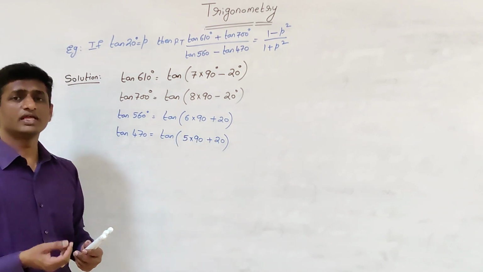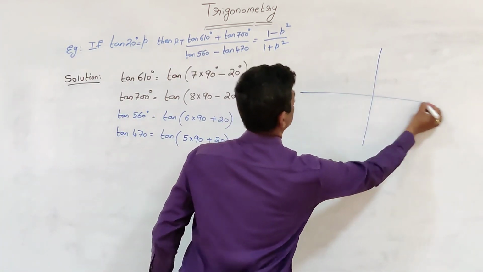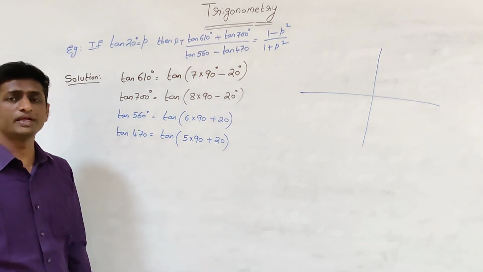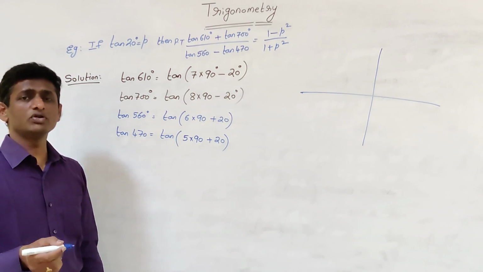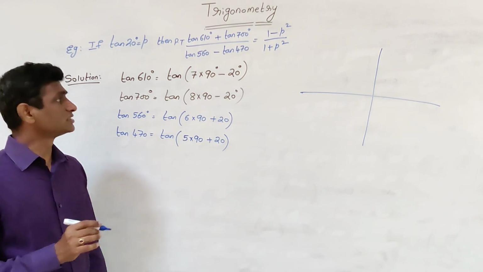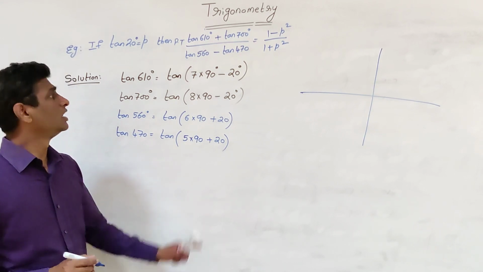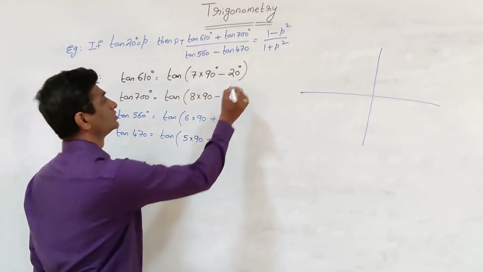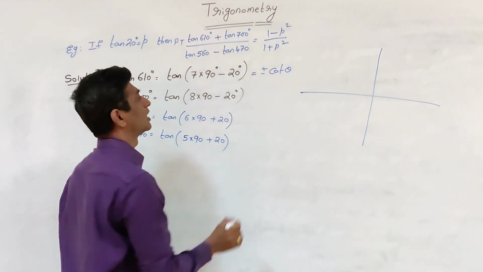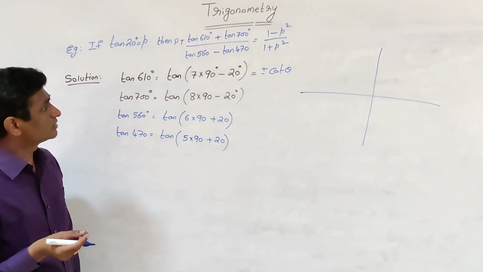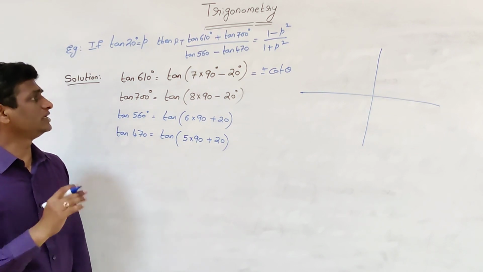Now we will see in which quadrant it lies. If we go for the angle in the xy plane, 7 times 90, is it an even multiple or an odd multiple? Yes, 7 is an odd number, an odd multiple, so the trigonometric ratio changes. Tan goes to cot. So it will be plus or minus cot theta. But what type of sign it will be, either plus or minus, now we will decide.